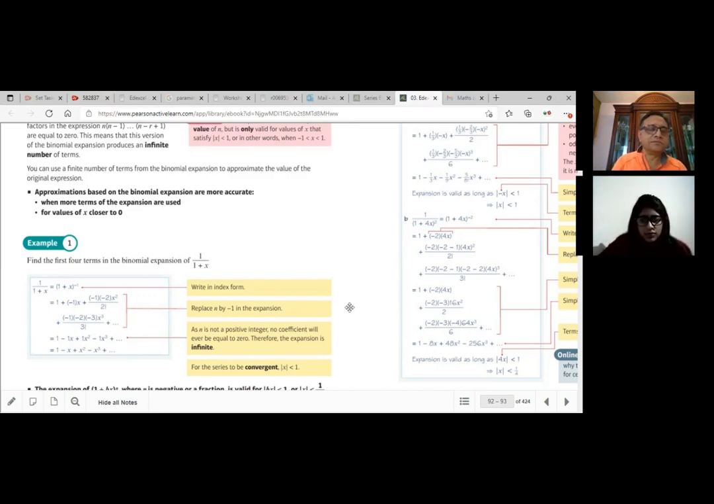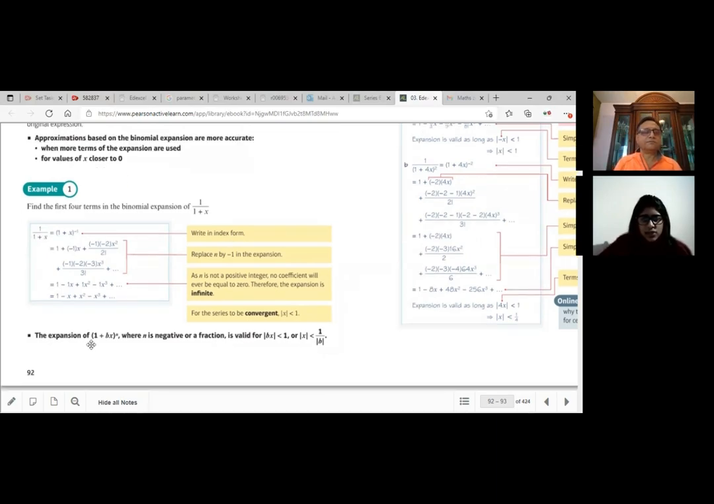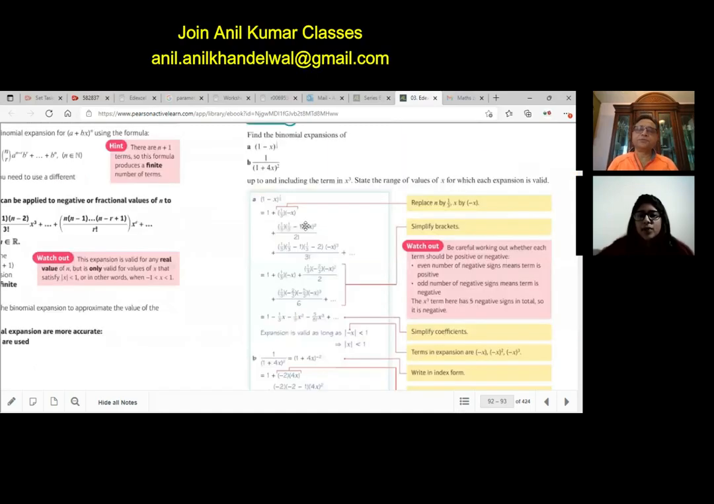Mm-hmm. So it says here the expansion of 1 plus bx to the power of n, where n is negative or a fraction, is valid for the mod of bx being less than 1, or the mod of x being less than 1 over mod b. Yeah, which is just a rearrangement of that. Right. Cool.